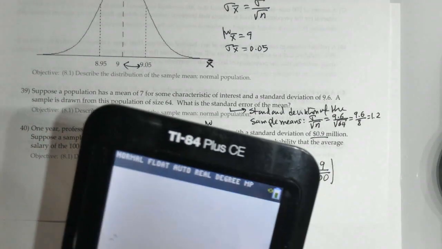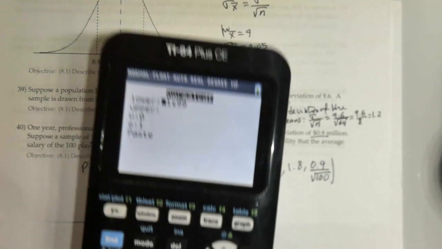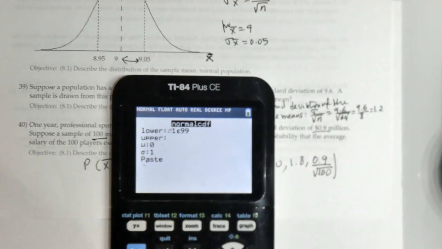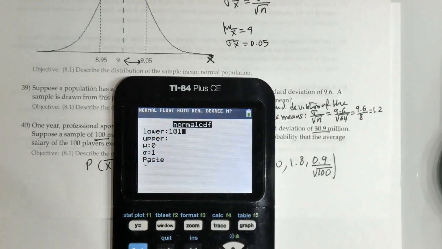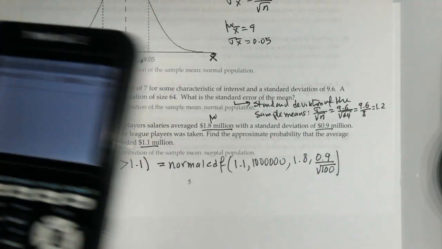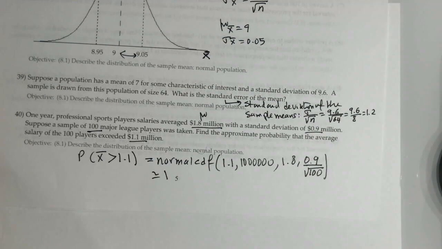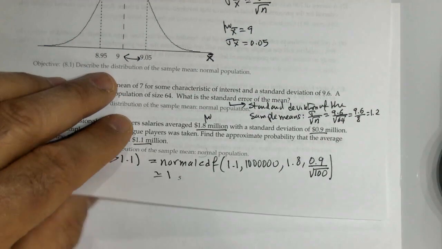And if you want to do the math, that will be second and distribute, normal CDF. 1.1 million. Mean is 1.8. Standard deviation is 0.9 divided by square root of 100, which is divided by 10. I get almost 1. So that is the answer, approximately 1.